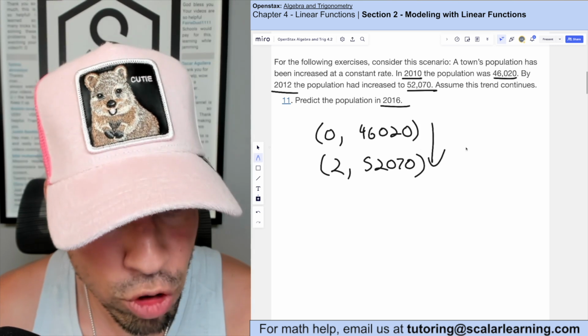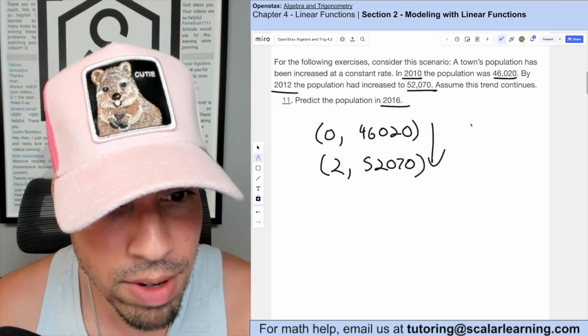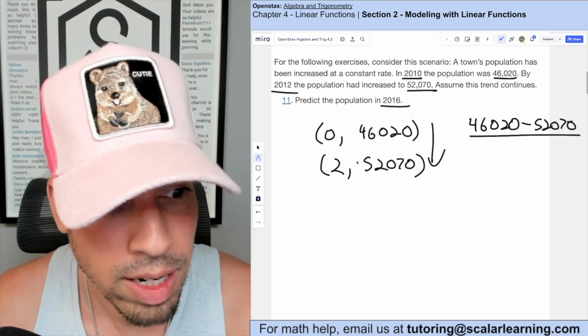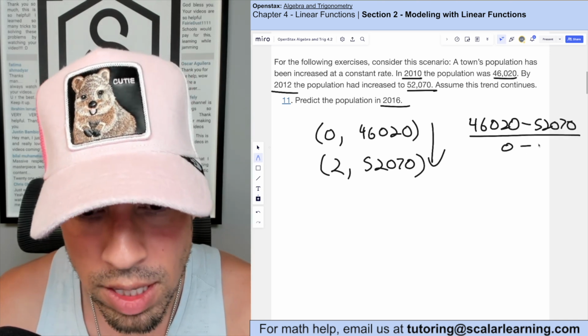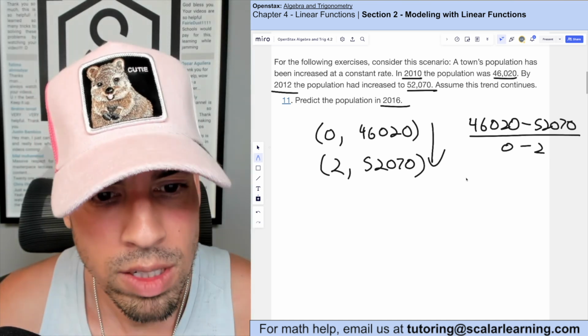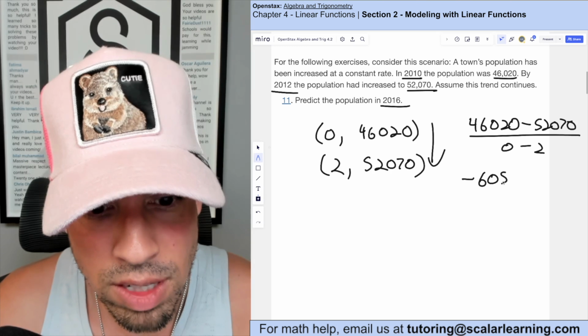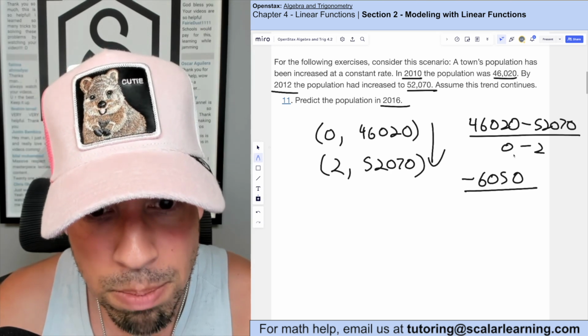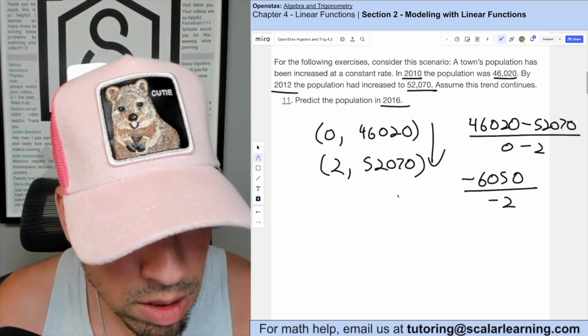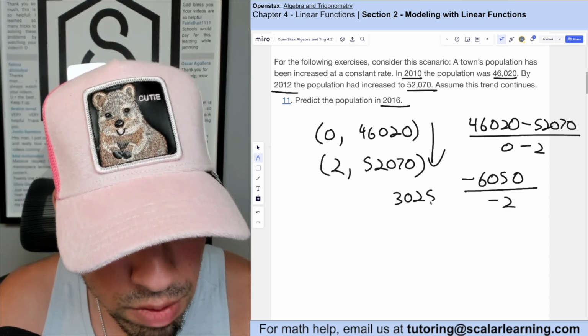the slope, by subtracting the difference of the y values on top over the difference of the x values on the bottom. And as I write out the x values, notice I'm going in that same order, top to bottom, just like I did for the y values, the numerator. So on top, we get negative 6,050. On the bottom, we get negative 2, and then you divide that out and it simplifies to 3,025. So there's the rate of change.